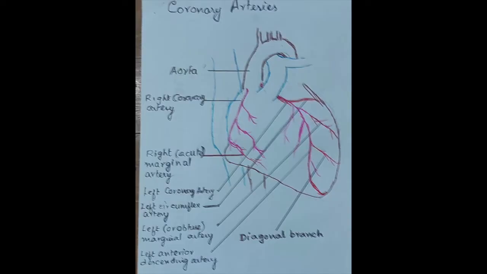This figure shows the coronary artery circulation of the heart. Right coronary artery and the right marginal artery are shown on the right side. Left coronary artery, left circumflex artery, left marginal artery, and the left anterior descending arteries are also shown.